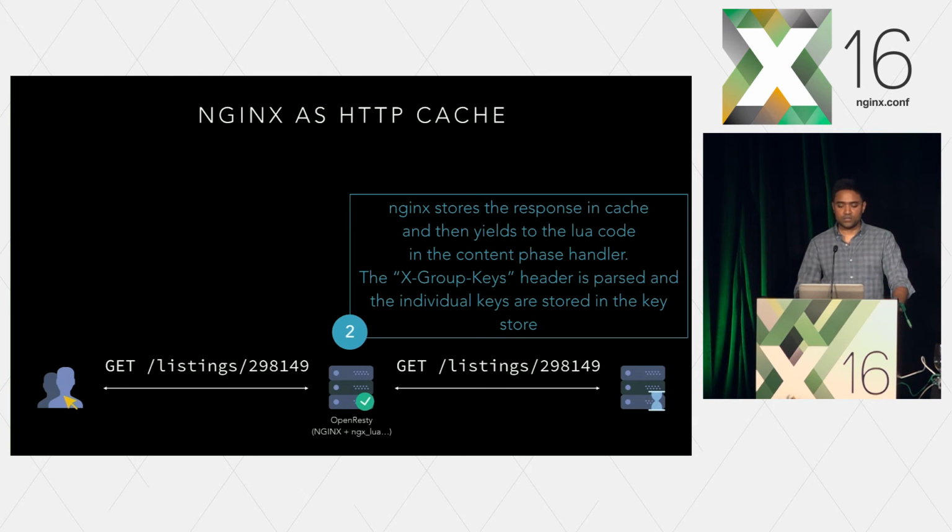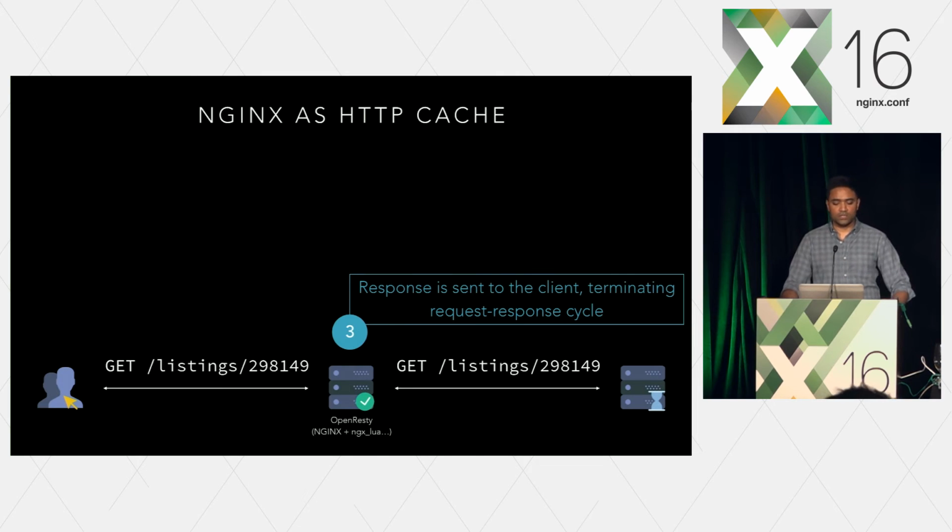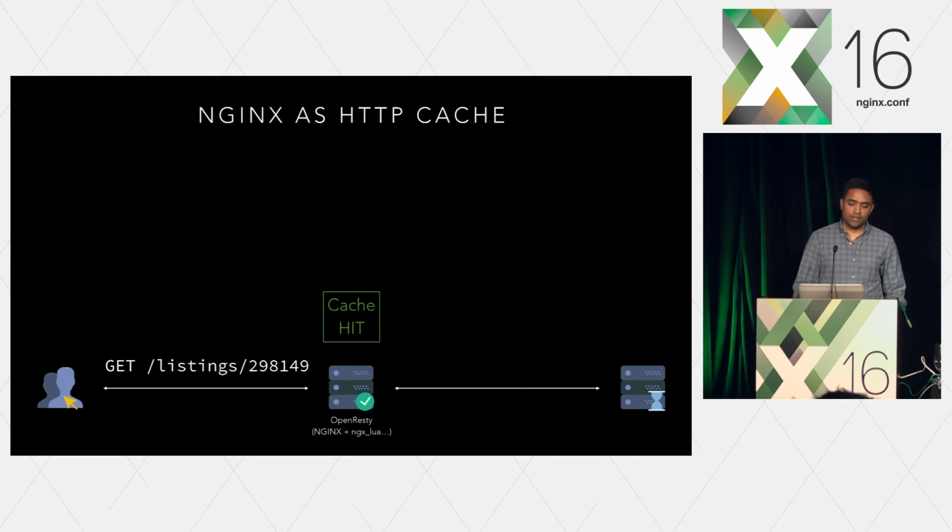And the other minor detail is that we also use a timestamp that came back as a way to identify when this key was last known to be valid. Once we do that, we just send the response back to the client, and the request response cycle is done. Everything's great. The next time we see the same request, it becomes a cache hit.